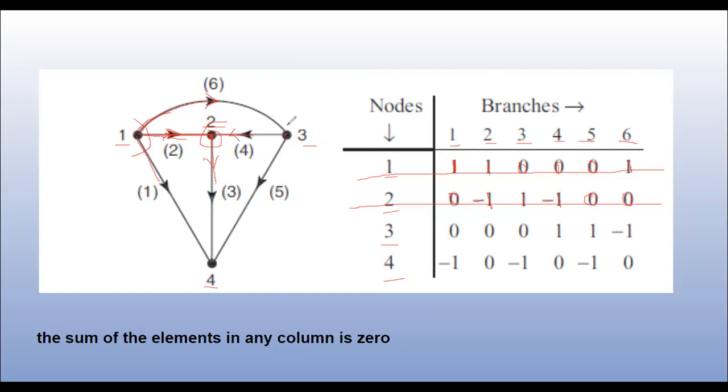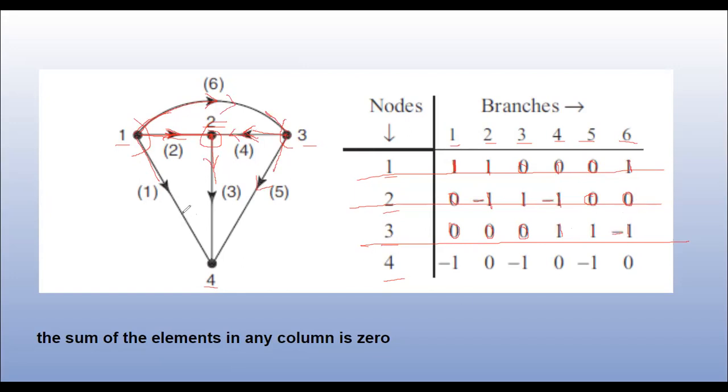Now coming to the node number 3, for our row number 3, branch number 5, 4 and 6 are incident on node number 3. The branch number 1 is not incident, so we have 0. Branch number 2 is not incident, so we have 0. Same for branch number 3. Now coming to branch number 4, it is oriented away. So we are having +1. Branch number 5 is oriented away from the node. So we have +1. And branch number 6 is coming towards the node. That is why we will have -1.